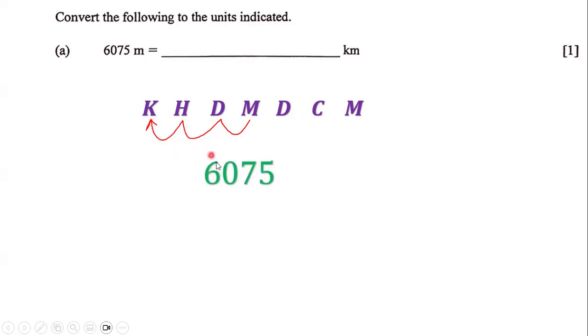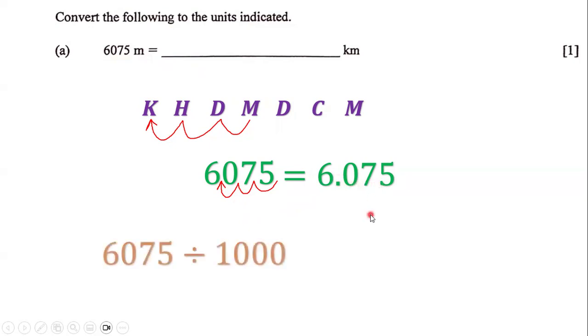And so we're going to take 6,075, and then we're going to move our decimal point 3 times. And so we move 1, 2, 3. And so that means that what we have now is 6.075. And so that means that 6,075 meters is actually 6.075 kilometers.